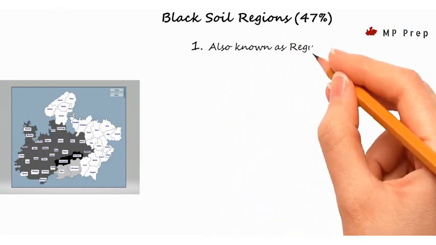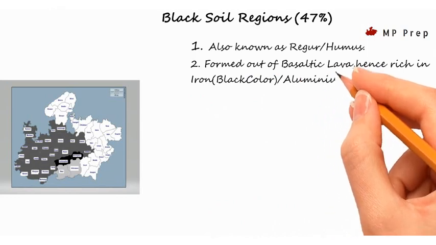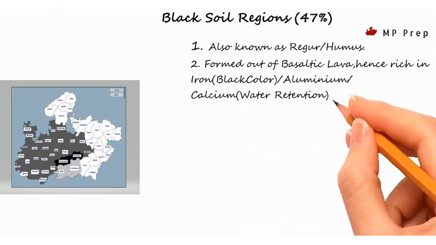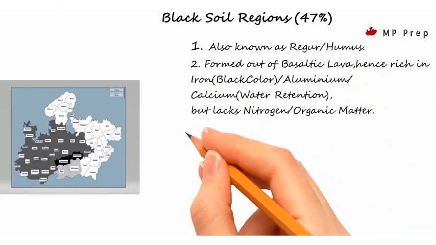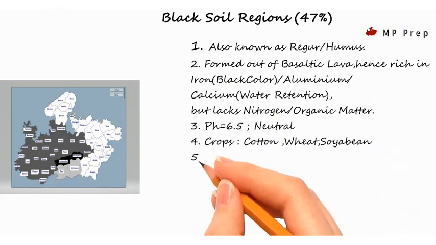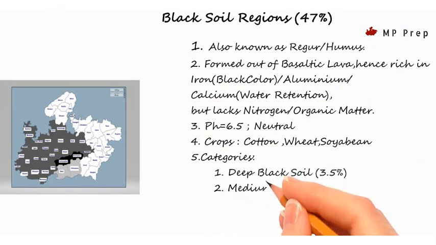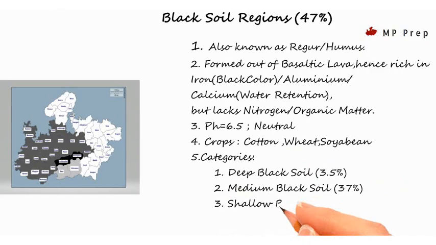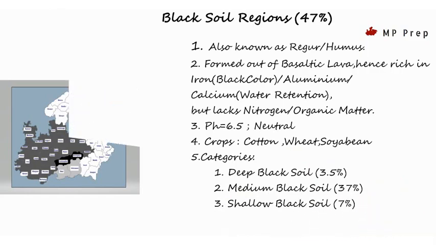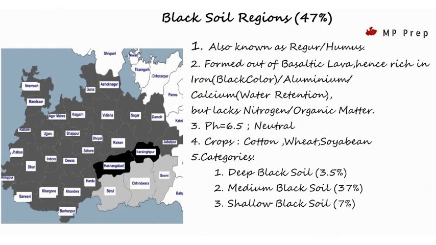What are the features? Black soil is also known as regur or humus. It is formed out of the basaltic lava, which is rich in iron, aluminium, and calcium, which gives it water retention capability. It lacks nitrogen and hence heavy demand for urea. It has a pH close to neutral, that is 6.5. The main crops are cotton, wheat, and soybean. The three categories I have discussed: deep, medium, and shallow soil. Please have a look on the screen for respective districts.